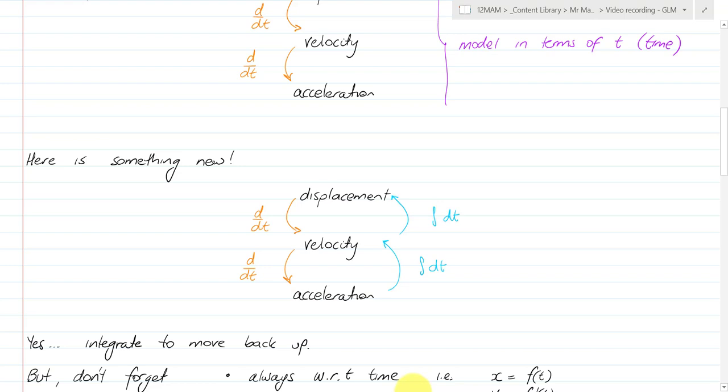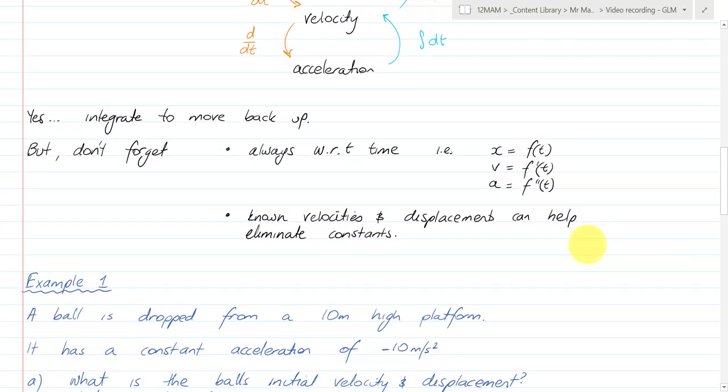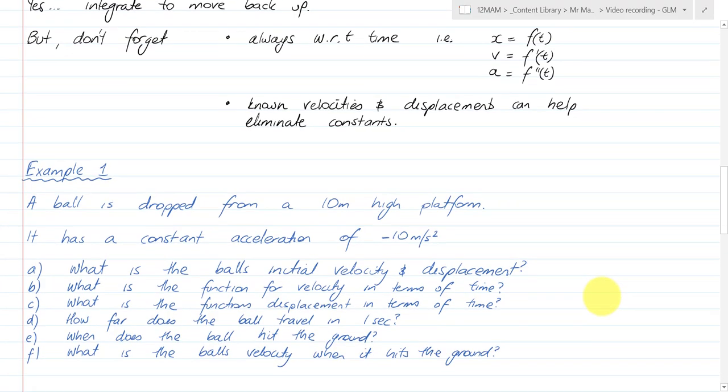But if we know something about the velocity and something about the displacement, which often we do, usually we know the initial velocity or the initial displacement, then we can easily calculate the c value and work out a particular or an exact velocity and displacement function. So integrate to move back up. Don't forget though, it has to be with respect to time, and known velocities and displacements can help eliminate constants. So I've just got a couple of examples for you and then I'll leave you with it.